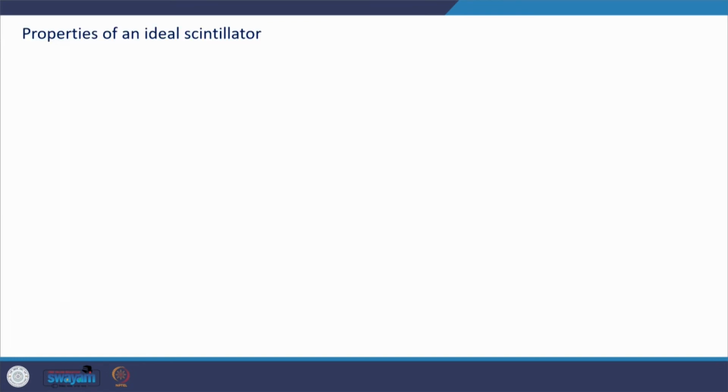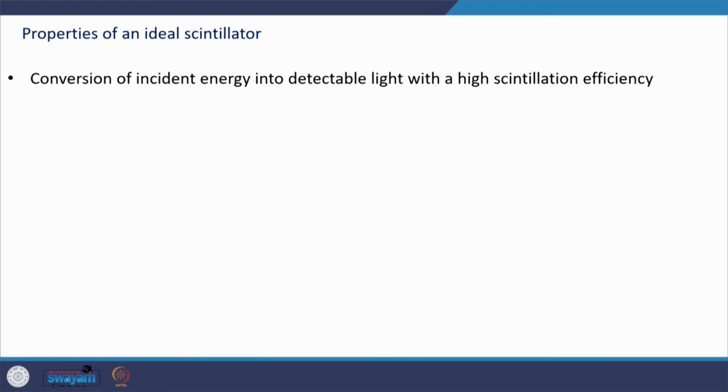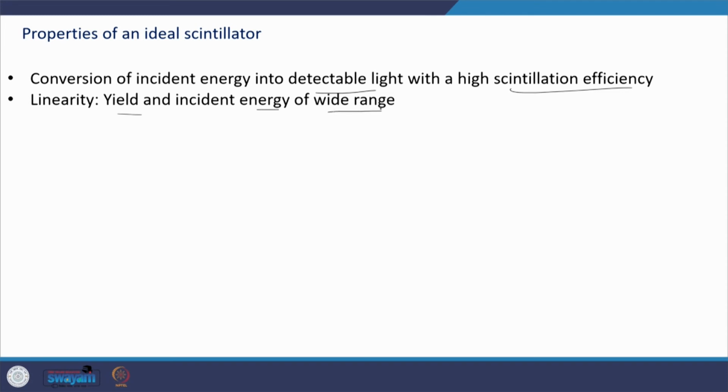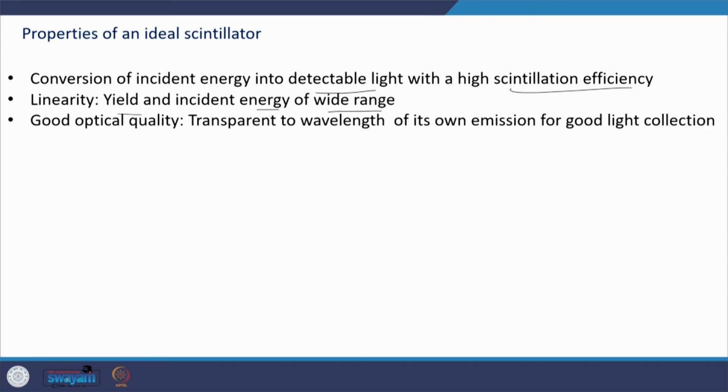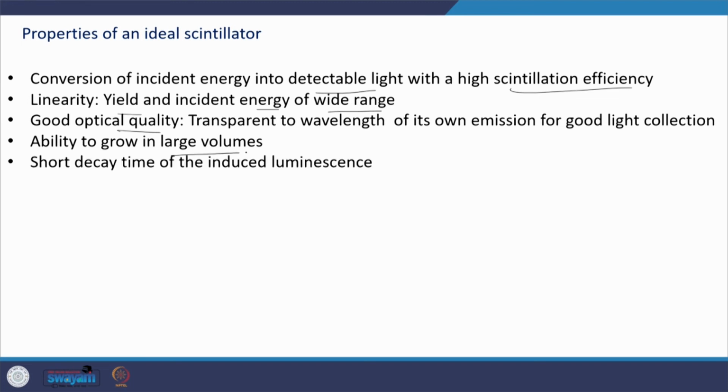All right. And what are the properties of an ideal scintillator? It should be able to convert the incident energy into detectable light with high scintillation efficiency, and as I said, linearity: the yield and incident energy over a wide range should be linearly related. Optical quality should be very good, otherwise whatever optical photons are created will be absorbed within the crystal, and one should be able to grow it in large sizes. Decay time also should be very short.